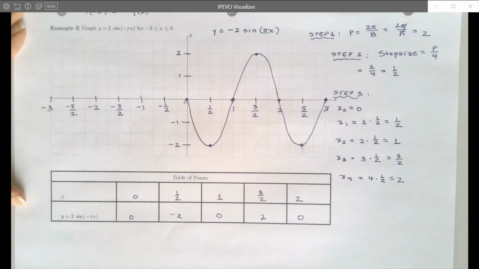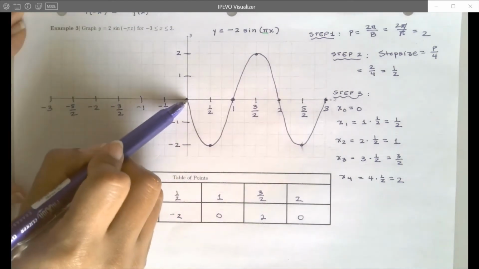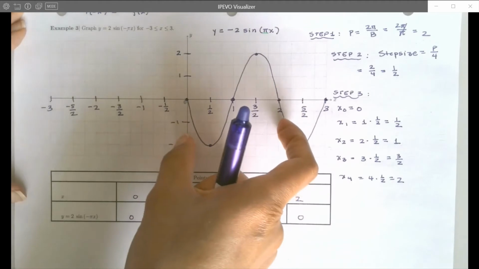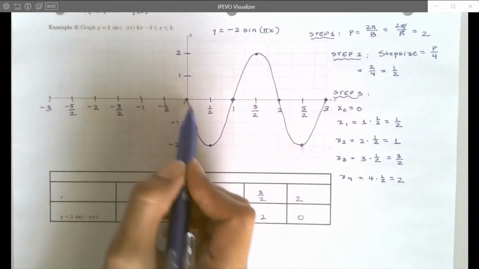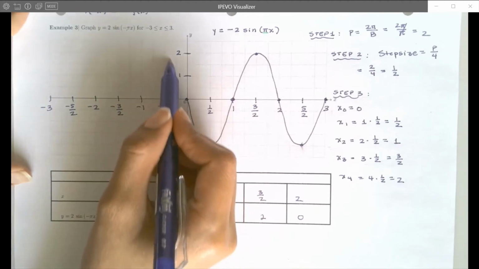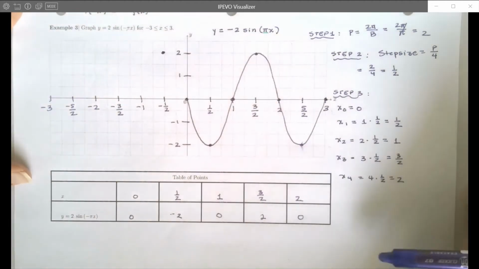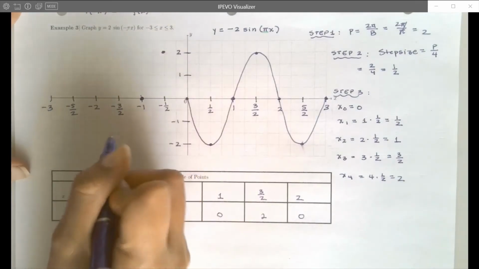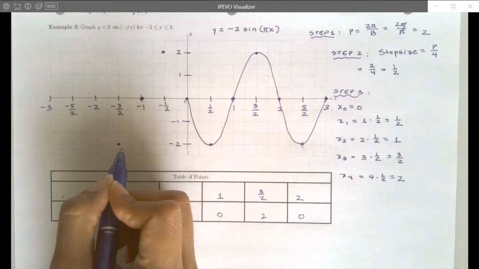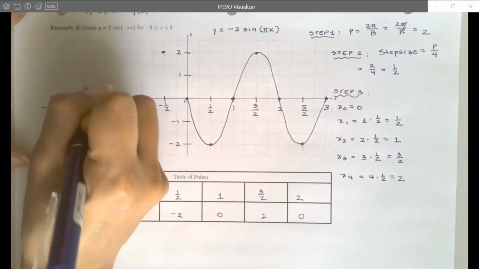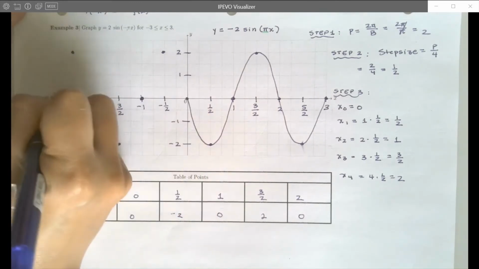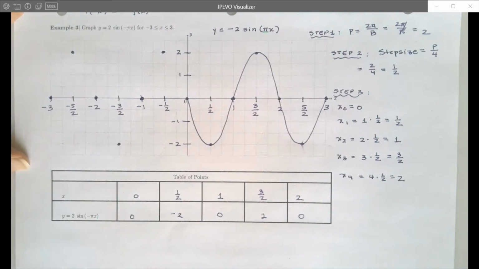Okay, now we continue into the negative x-axis, into the negative x values. If it already completed a cycle between 0 and 2, that means that going into the negatives, we're going to start repeating some values. So this is going to go up to a +2, then down to 0 at -1, all the way down to -2 at -3/2, up to 0 at -2, up to 2 at -5/2, and down to 0 at -3. And here I'm just simply using the pattern of the graph.